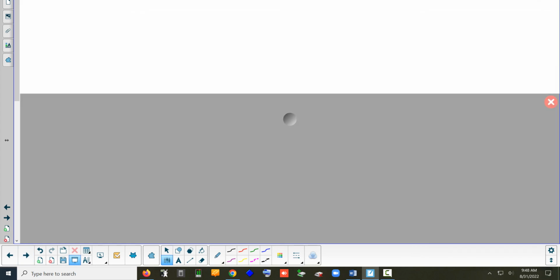So this is the first thing on your guided notes that you have to write down. It says at the top, if the coefficient of the variable is a fraction. Can someone remind me, what's the coefficient again?